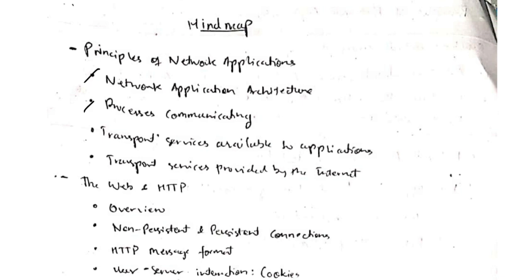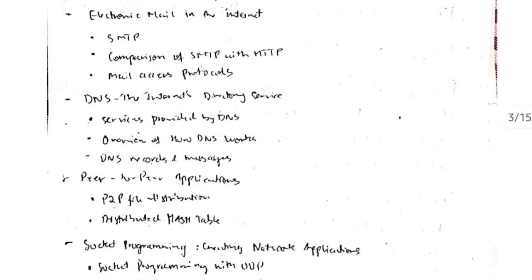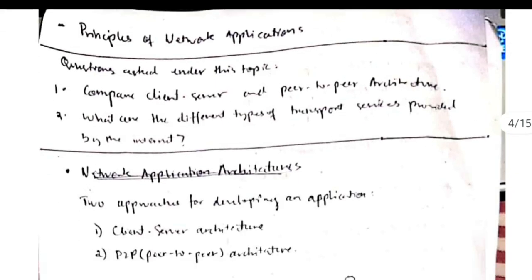Here we have 4 subtopics. Let's discuss each one by one. Before that, take a look at the questions which were asked in the previous papers in this topic, okay. So the first one is compare client server and peer-to-peer architecture, okay.